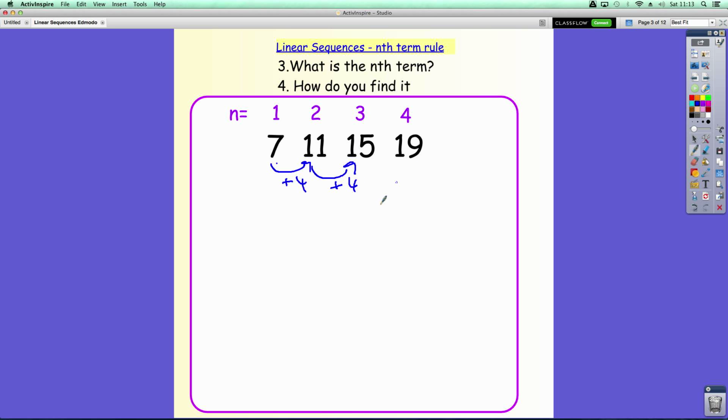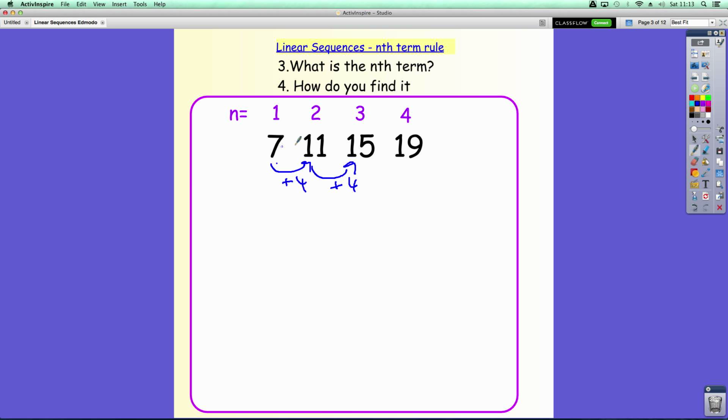Now there's another way that we can do with much less steps, and that's by using the position of that number in the sequence. So n here means the position. That's why it's called the nth term rule. It's also called the position to term rule. So this n is just the position in the sequence. My third term, 15, n is 3. My fourth term, 19, n will be 4.